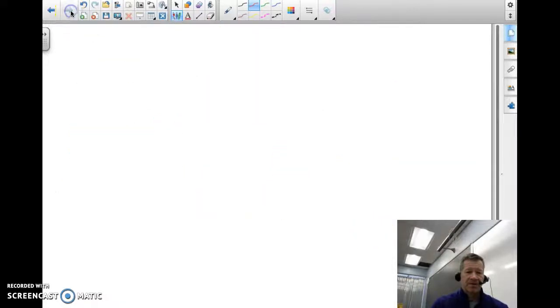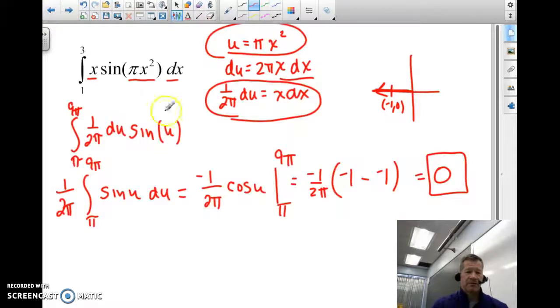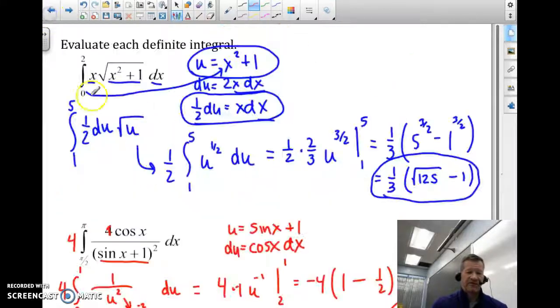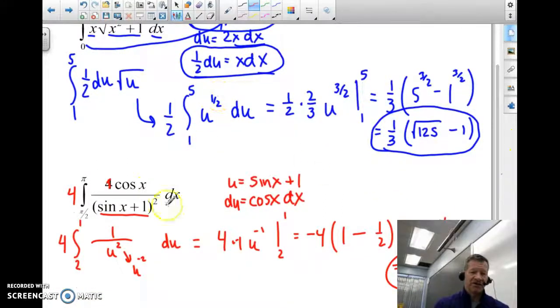Okay, and that's it. So you notice when you have a definite integral and you use substitution, you're going to change not only the integrand, but you're also going to change the limits of the integral so that they are values of u instead of x, and that can save you some time. Good luck.